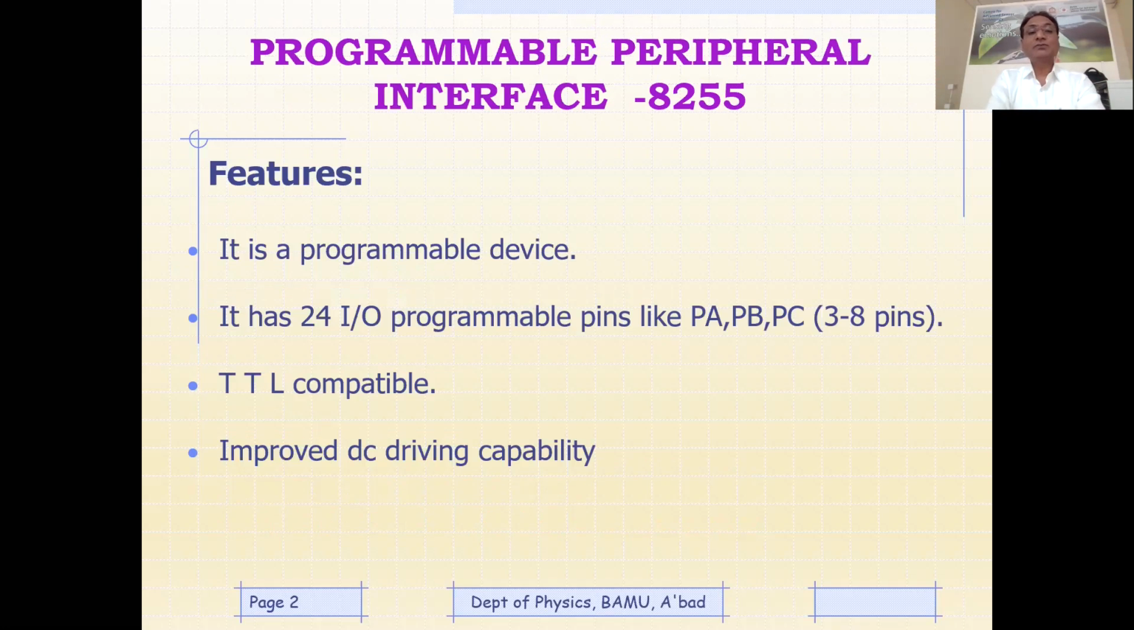Since this is a very important IC, half of this chapter has been devoted to this particular IC. What are the features? It is a programmable device. It has 24 IO programmable pins, consisting of port A, port B, and port C. Port A has 8 pins, port B has another 8 pins, and similarly port C also has 8 pins. So altogether, the IO programmable pins would be 24.